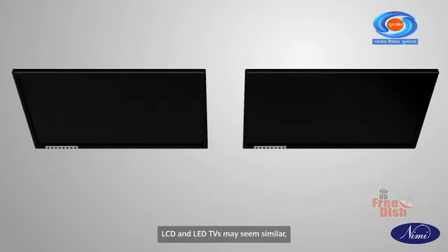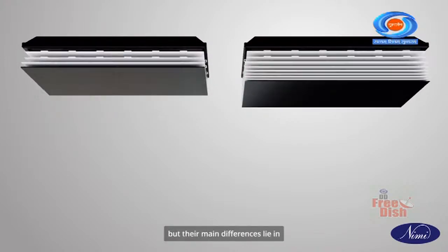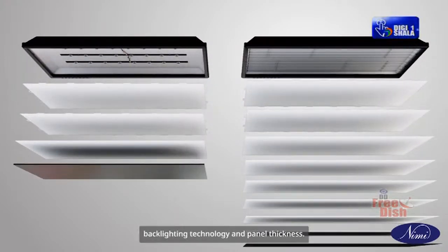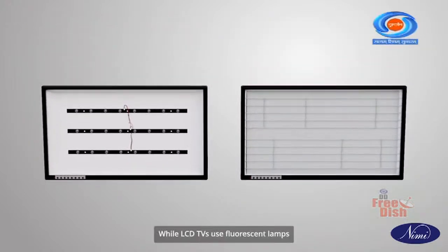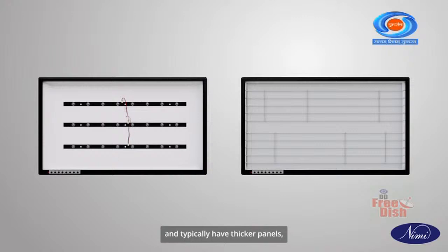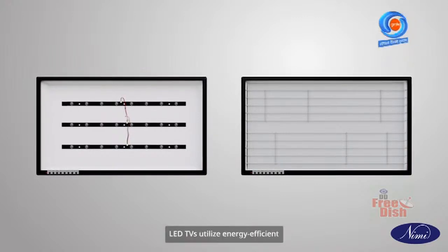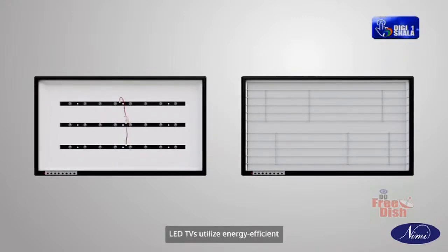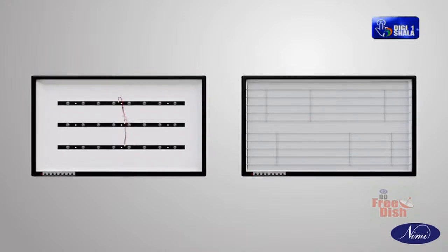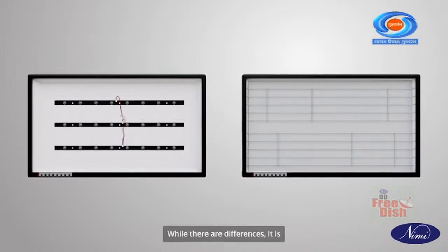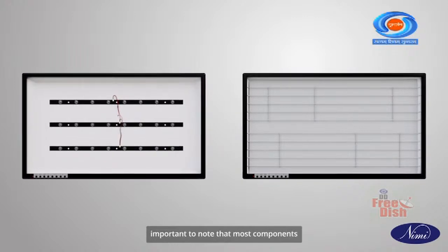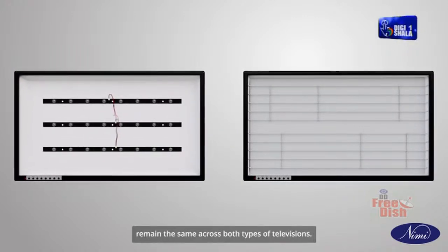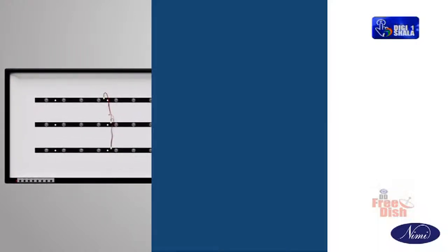LCD and LED TVs may seem similar, but their main differences lie in backlighting technology and panel thickness. While LCD TVs use fluorescent lamps and typically have thicker panels, LED TVs utilize energy-efficient light-emitting diodes. While there are differences, it is important to note that most components remain the same across both types of televisions.